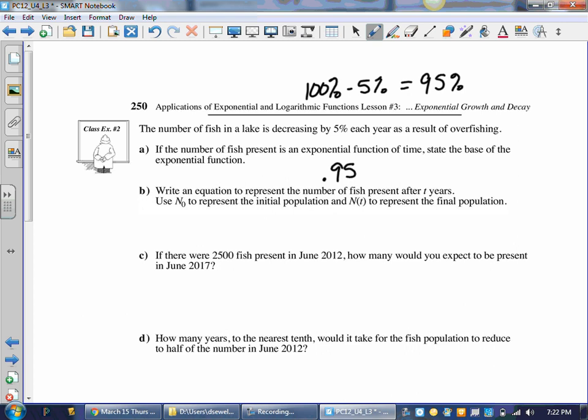Write an equation to represent the number of fish present after t years. Use n naught, this little n with the subscript 0, we say n naught, to represent the initial population. And n sub t, or n of t, I should say, to represent the final. So we're going to go like this. N of t, so in other words, the population with respect to time, the number of fish is going to equal my initial amount times my rate of growth for t years.